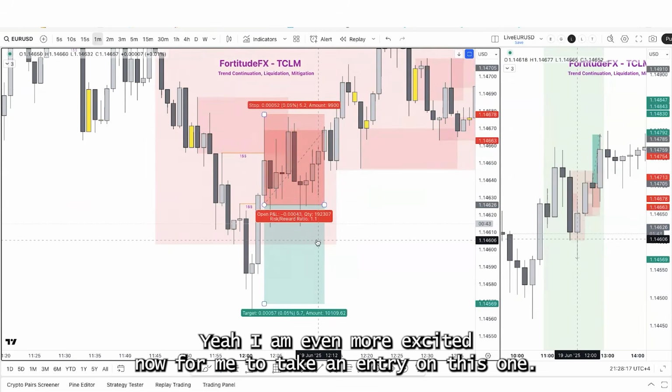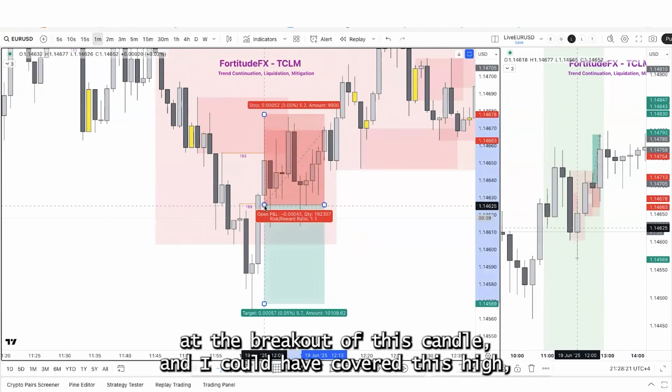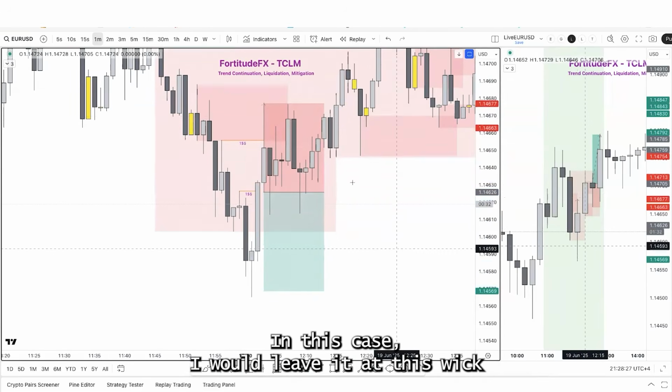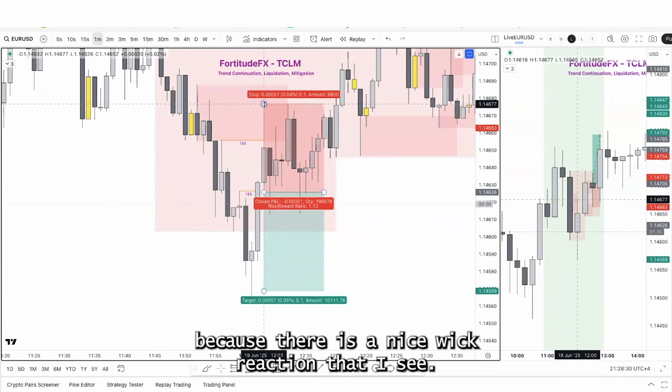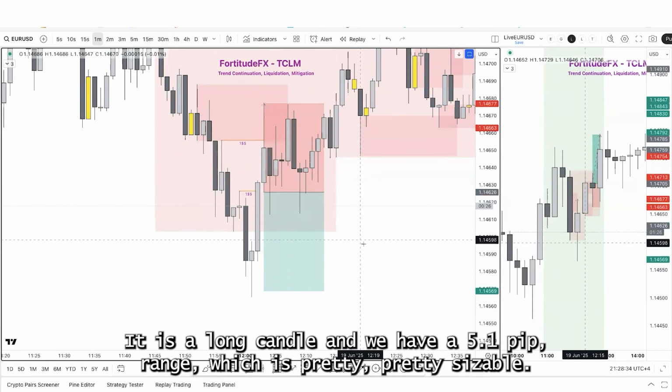Now for me to take an entry on this one, all I did was I simply placed the stop order at the breakout of this candle, and I could have covered this high, or I could have just left it at the top of this wick. In this case, I would leave it at this wick because there is a nice wick reaction that I see. It is a long candle and we have a 5.1 pip range, which is pretty sizable.